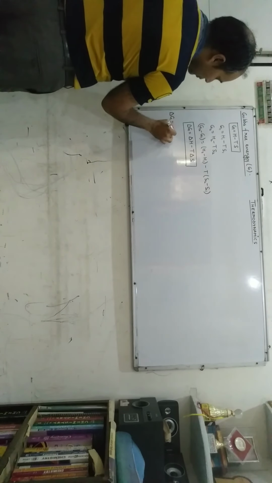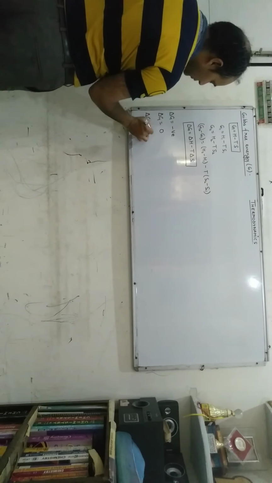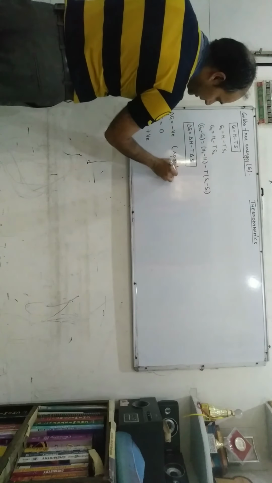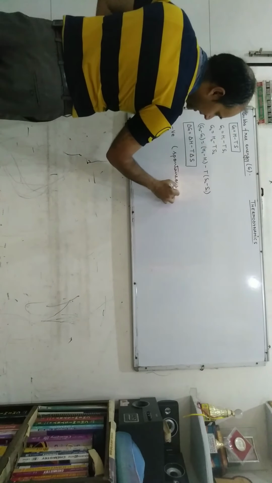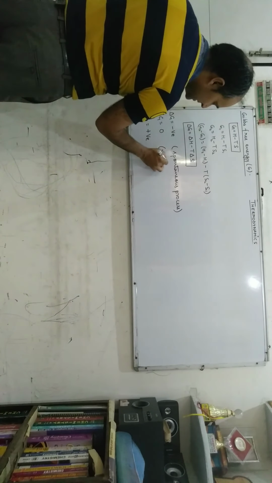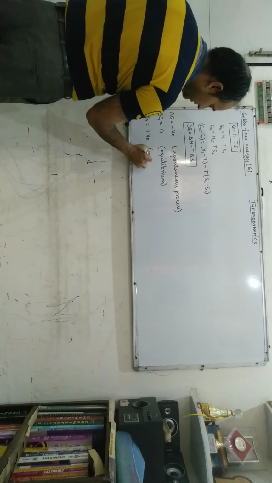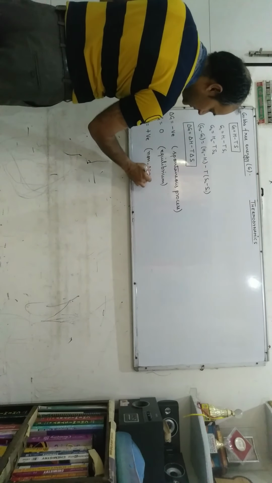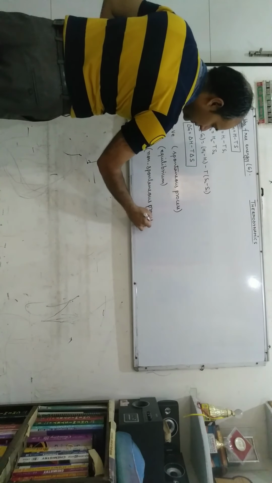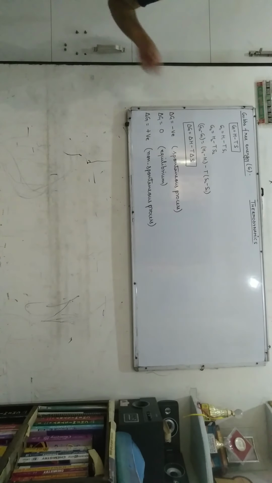Here one thing must be noted: if the value of delta G is negative, the process is said to be a spontaneous process. But if the value of delta G is 0, that means the process is in equilibrium. If the value of delta G is positive, then the process is said to be a non-spontaneous process. For a reaction to be feasible, delta G must have a negative value.